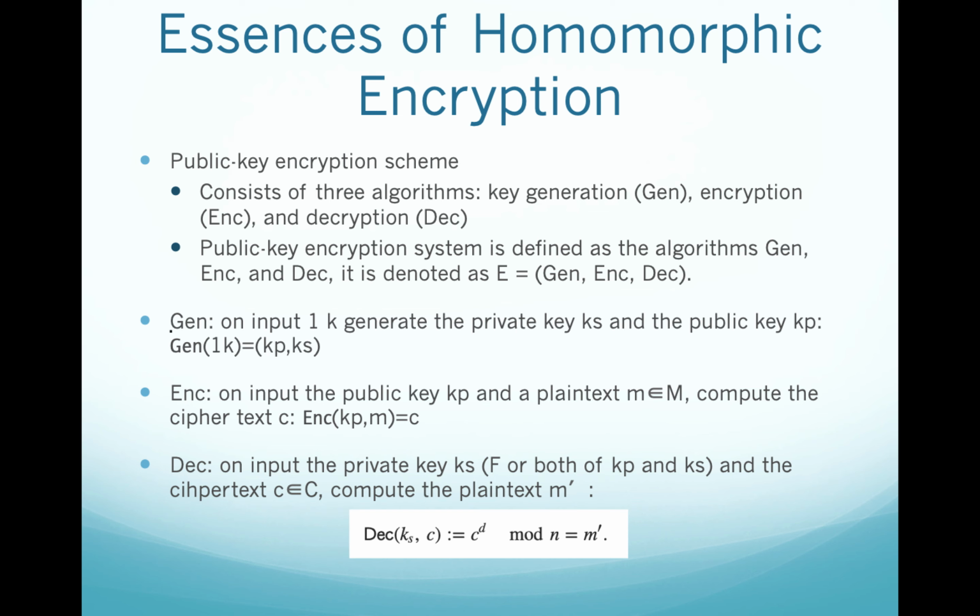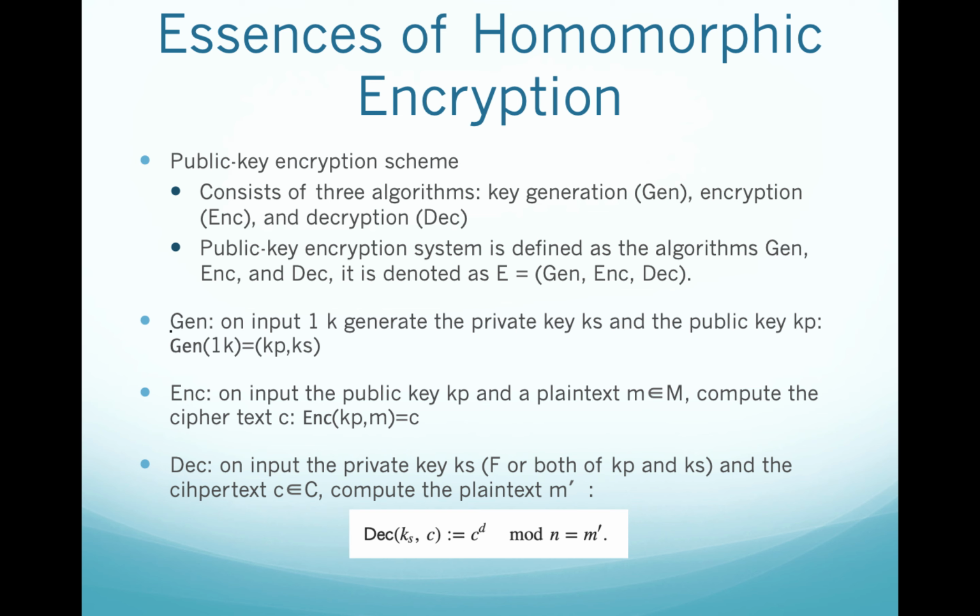So now we can move into the essence of homomorphic encryption. We're going to go through the basic public key encryption scheme first, which really just consists of three algorithms: the key generation, the encryption, and the decryption. And the public key encryption system is defined as epsilon equals the key generation, the encryption, and the decryption. And so the generation is done on the private key, and that's going to equal your KP, KS, and that's going to determine the message space mu.